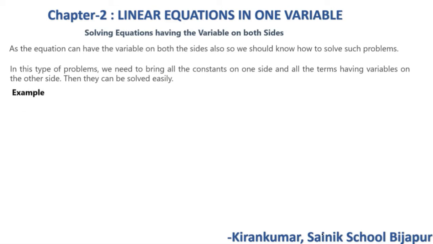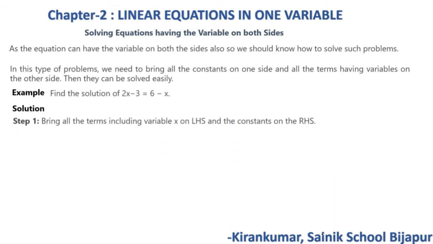Let's look at an example. Find the solution of 2x minus 3 equal to 6 minus x. First step, bring all the terms including variable x on the left hand side and the constants to the right hand side. So 2x plus x will be equal to 6 plus 3. Here, after transposing, the sign has been changed. The negative x has become positive x, negative 3 has become positive 3.